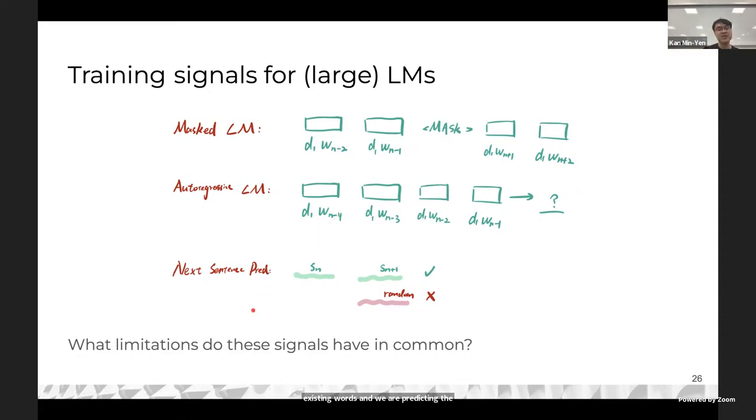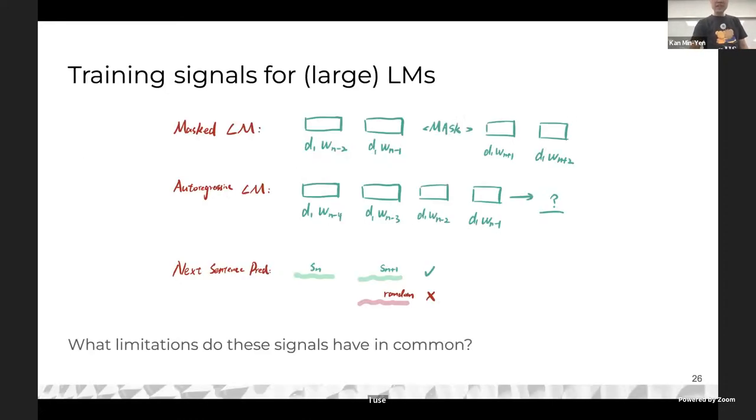So what limitations do these signals have in common? You guys think... we have a chat? It's on the previous paper. I use some denotation here.